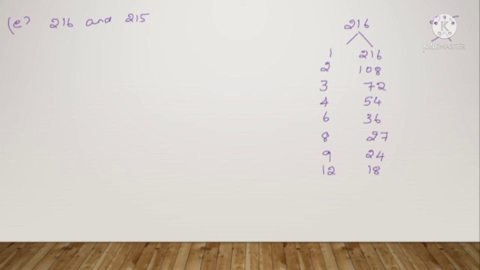Okay, so now we have to find the factors for 215. So 1 into 215, and then 5 into 43. Now let us write the factors for both the numbers.